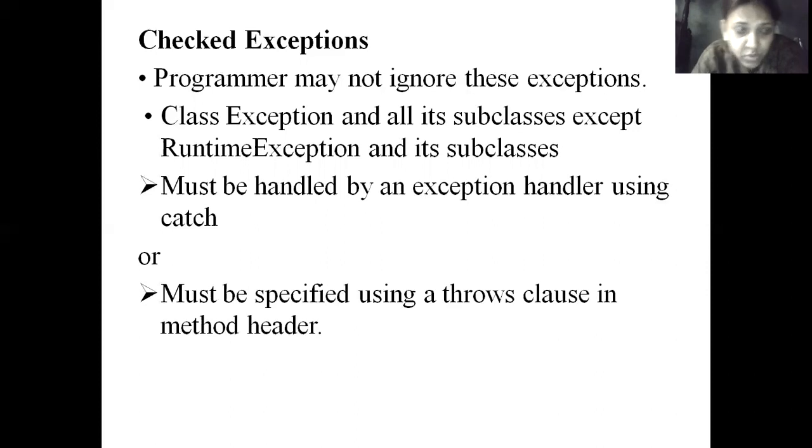So checked exceptions are compile time exceptions, and they always need to be handled by the programmer. They must be handled by an exception handler using catch. So to handle the checked exceptions, you always need try and catch blocks. And the second point, they must be handled using the throws clause in the method header. So if my method doesn't have any try catch block, that will be handled in the caller method. Either way, we must handle the exceptions for the checked exception that is going to occur in my code.